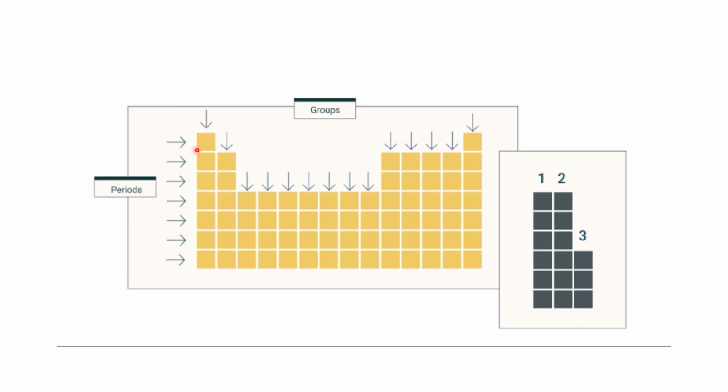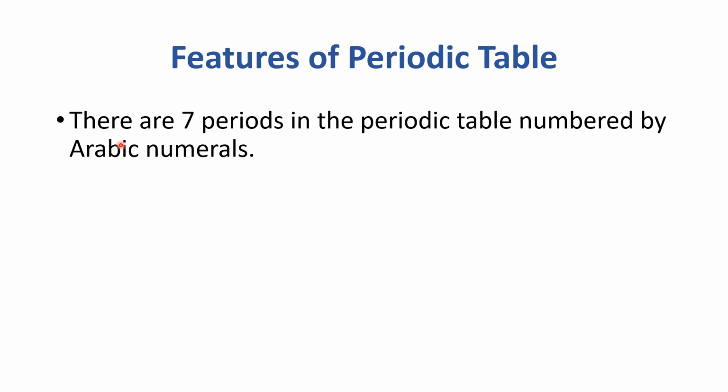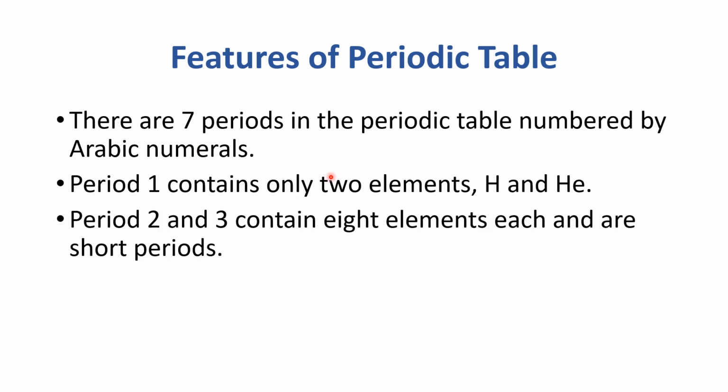So here you can see these are the vertical columns, which we call groups, and these are the horizontal rows, which we call periods. Let's discuss the features of the periodic table. There are 7 periods in the periodic table numbered by Arabic numerals. Period 1 has only 2 elements, hydrogen and helium.